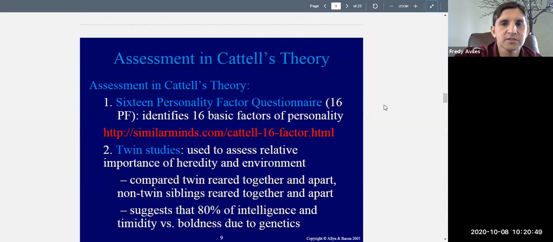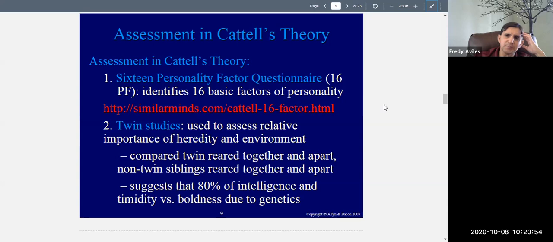Assessment: when it comes to Cattell's theory, there's something known as the 16 Personality Factor Questionnaire. That's basically the questionnaire that has to do with Cattell's theory, that looks at 16 different personality factors that he considered important. If you copy and paste that address there into your browser, it'll take you there. You can click, and it'll tell you how you score on those 16 personality factors.